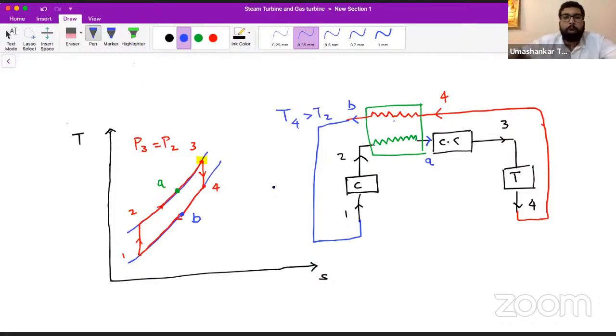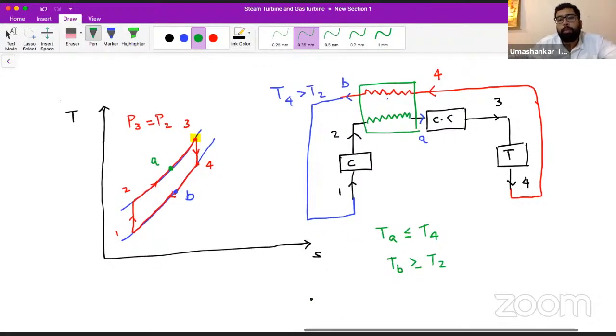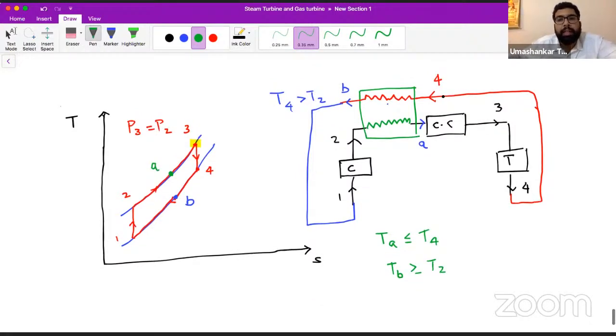Okay. Now something obvious I am going to write. I hope you understand this, that TA will be less than or equal to T4, and TB would be greater than or equal to T2. Say yes or no? Why so? Because let's say this fluid is entering at 1000 Kelvin, and this is here at 500 Kelvin.